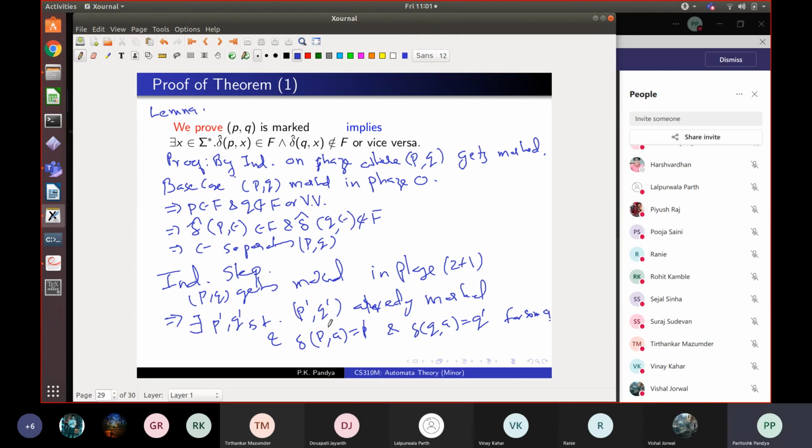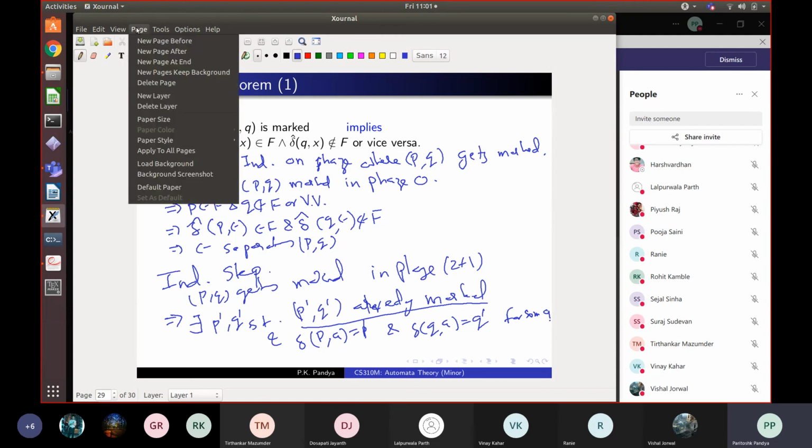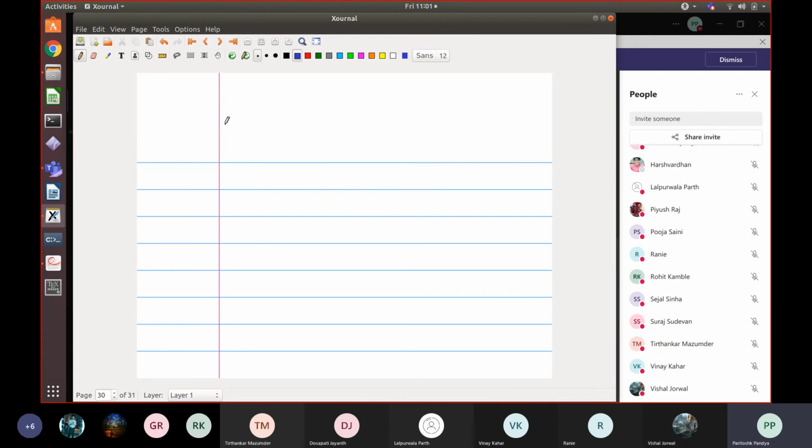Now, if this is the case, if P prime, Q prime are already marked in previous phases, it means what? There exists some Y such that Y separates them. Sorry, let me write it in full. Okay.